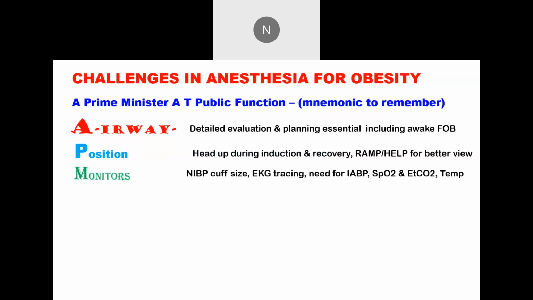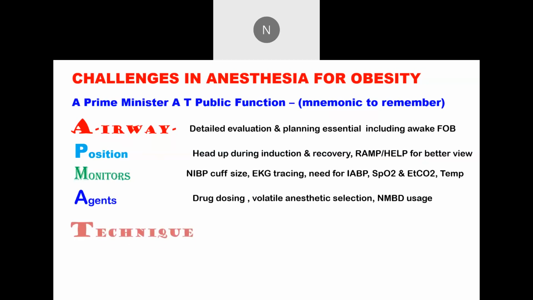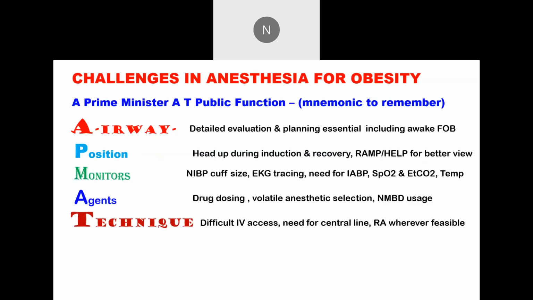Monitors, NIBP cuff, EKG tracing, need for IABP, SpO2, ETCO2, temperature, and in major cases urine output monitoring also you should include. Agents, you should know about how to do the drug dosing, what volatile anesthetic agent is safe, and neuromuscular blocking usage. So you may have to monitor the neuromuscular transmission also in long cases where you use neuromuscular blockers.